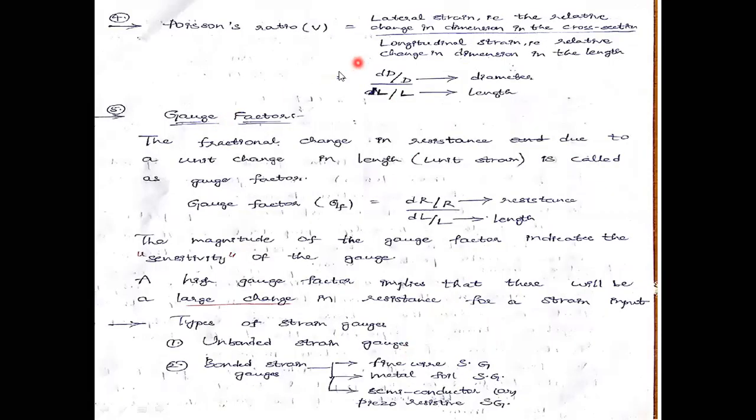Next one is Poisson's ratio. Here, lateral strain, that is the relative change in the dimensions in the cross section, divided by longitudinal strain, that is the relative change in dimensions in the length. That is dou d by d, the diameter with respect to diameter, by dou L by L. That is known as Poisson's ratio V. That is the relative change in the diameter to the relative change in the length.